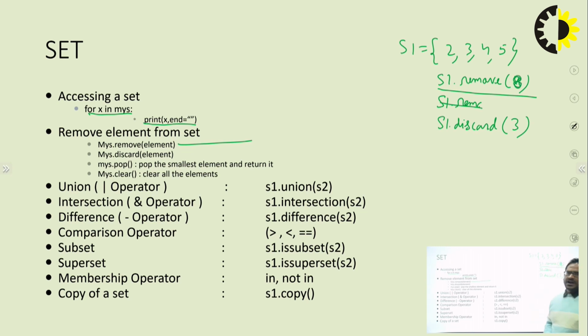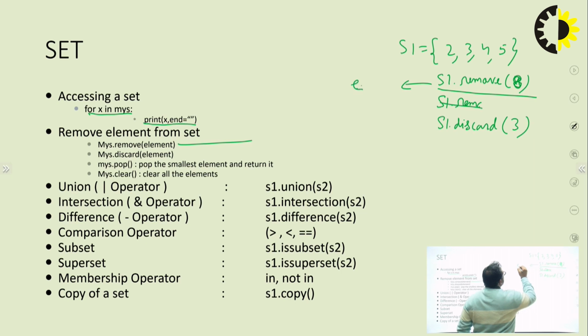And you can see the set does not have that element, that is 8. So it gives an error. It is basically giving an error if the element is not found, right? If the element is not found, it is giving an error.